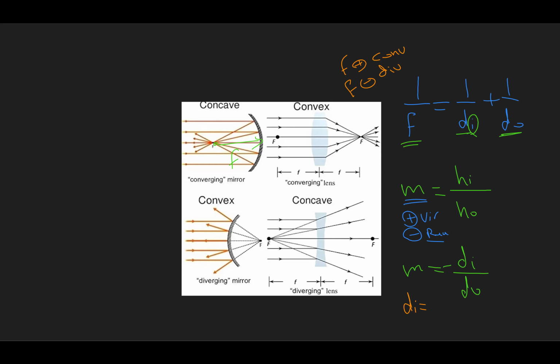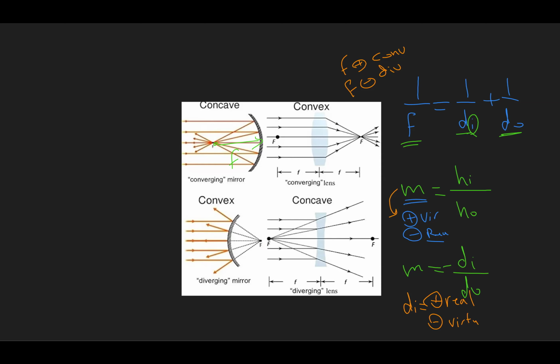Now, m will be positive if the image is virtual, and negative if the image is real. What about di? di is exactly the opposite of magnification. So di will be positive for real images, and it will be negative for virtual images. So you understand now when f is positive and when it is negative.